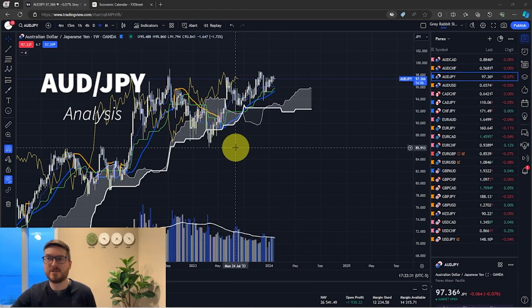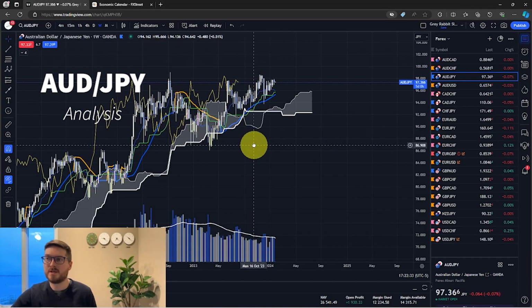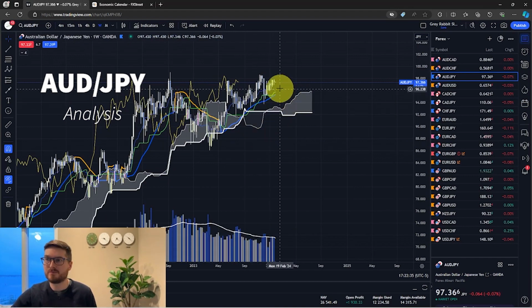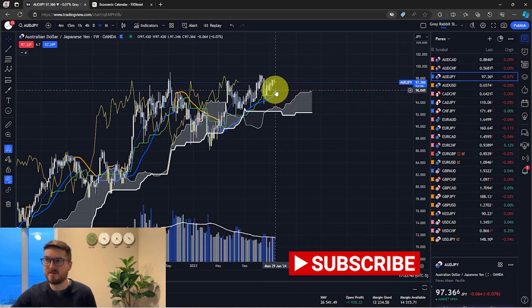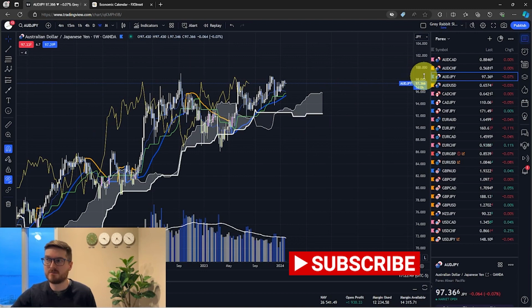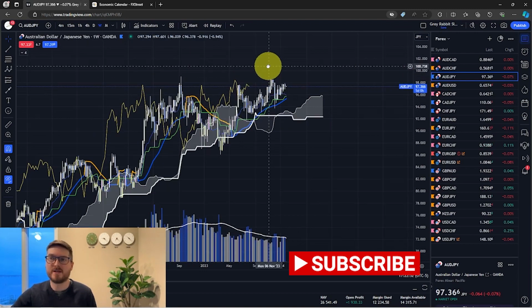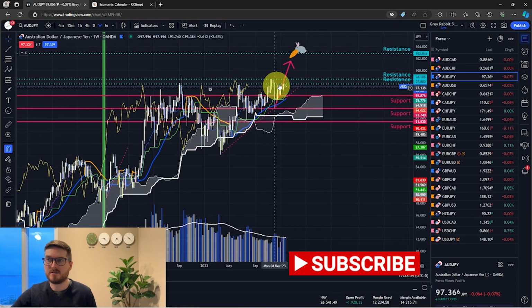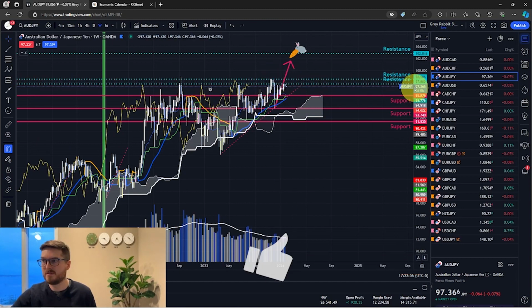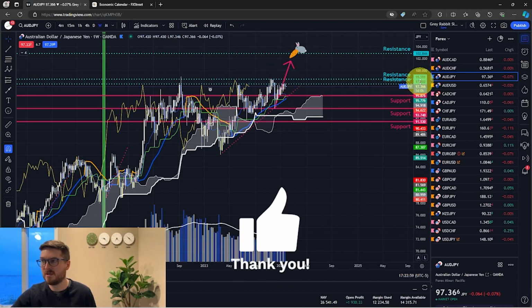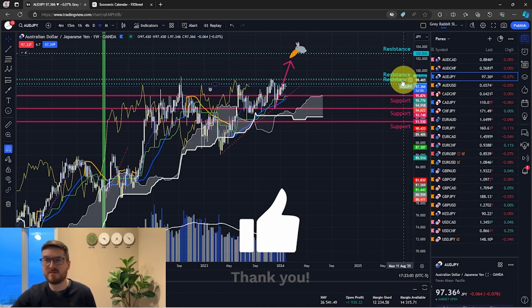Okay guys, AUD Japanese yen on the weekly chart. And so overall we have a bullish Kumo, right? We have price above the Tenkan and the Kijun-sen, but we have the Tenkan pointing down, we have the Kijun-sen flat, and we have Senkou span A pointing down and Senkou span B flat. And so guys, that's why I have this marked as blue, because right now we're waiting for price to break this resistance level here, the first one at 97.800, and the second major resistance level at 98.588.